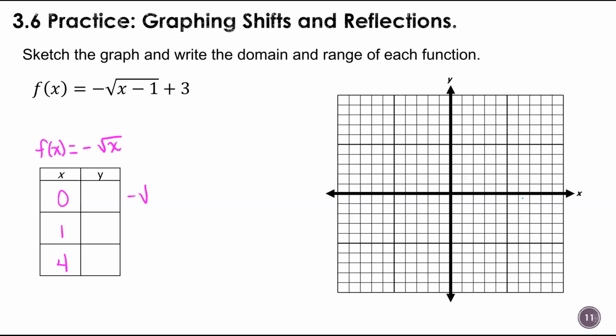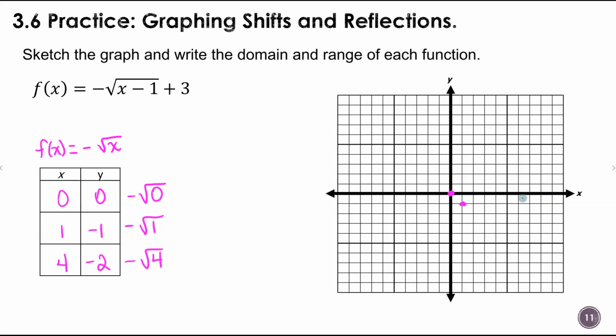And so when I take the square root of 0, it's still 0. Square root of 1 is 1, and it's negative. The square root of 4 is 2, and now it would be a negative. Okay, so let's put this on our graph at 0, 0. Remember, this is a reflection. So it needs to be below the x-axis, right? Because it would be reflecting across the x-axis. The original would have been up here, right? Like this, before the reflection.